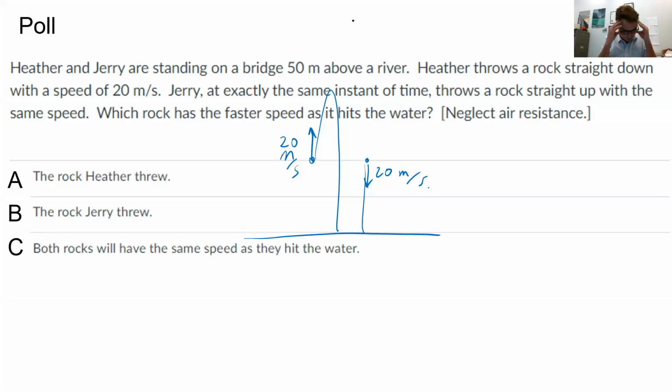A, the rock that Heather threw, which is the straight down one. B, the rock that Jerry threw, which went up and down. Or C, both rocks will have the same speed as they hit the water.